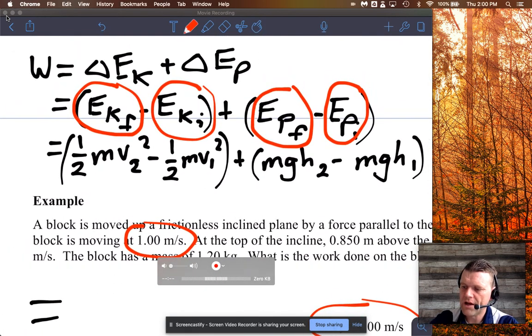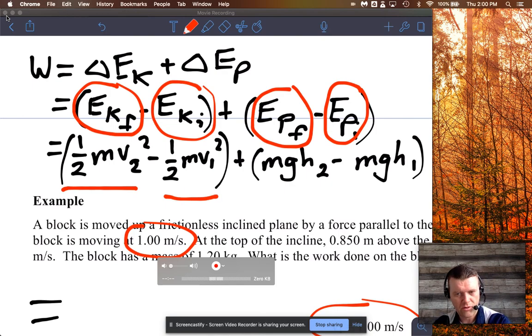We have to find the kinetic energy of the mass final, so at the top of the ramp here, and then you subtract from that the kinetic energy at the bottom, at the first part, at least according to this story, right? And MGH2 is the gravitational potential energy at the top of the ramp, and MGH1 is the gravitational potential energy at the bottom.